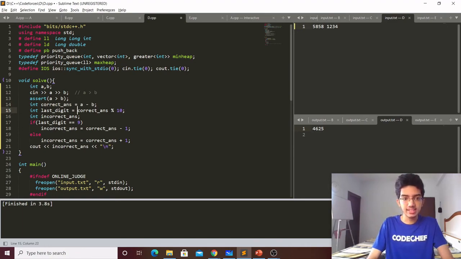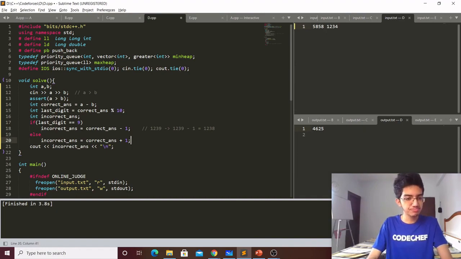For that, we extract the last digit. Here we are extracting the last digit of our correct answer, that is the difference modulo 10. And we want to find the incorrect answer. So if the last digit was 9, we simply decrement the correct answer. So the incorrect answer would be correct answer minus 1. That is, if the correct answer was, say, 1239, then our incorrect answer would be 1239 minus 1, which is 1238.